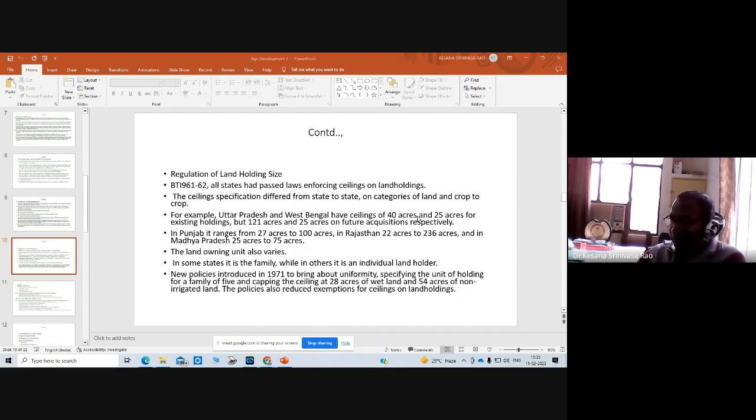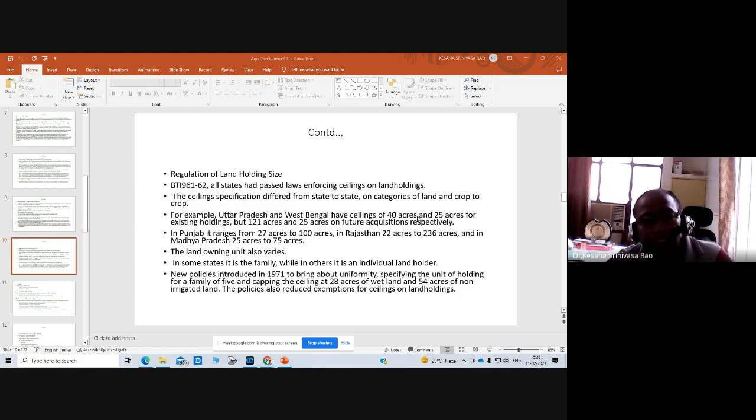So over a period of time, based on whether the land is irrigated, unirrigated or semi-irrigated, the extent of land which a farmer can keep under his ownership has changed, and different norms have been fixed in different states. So these are all there. I have just mentioned it.